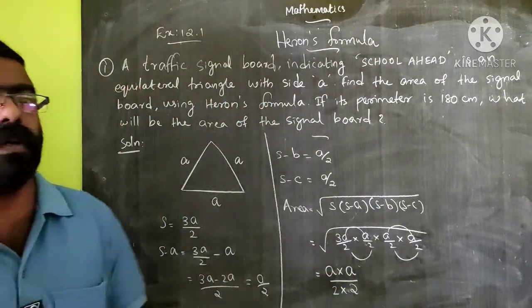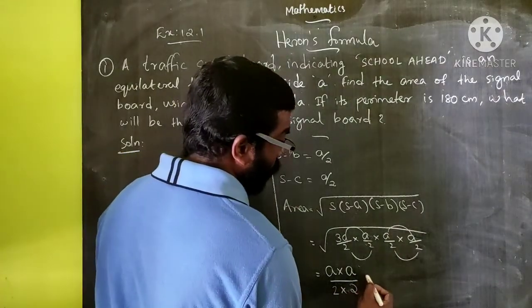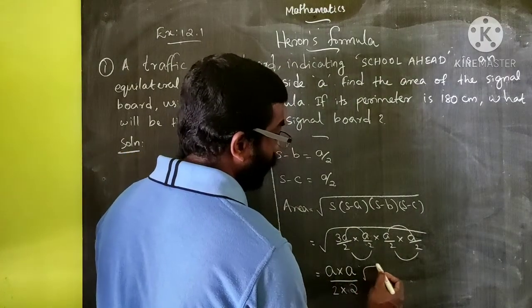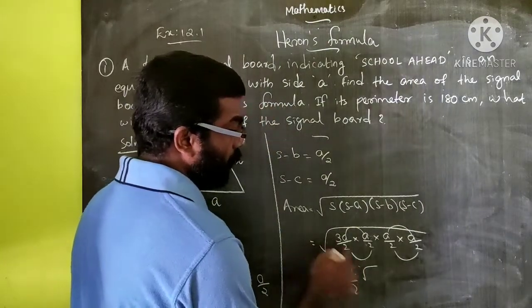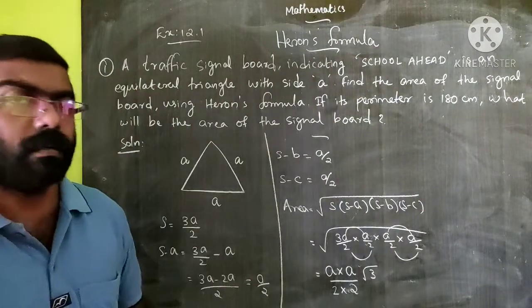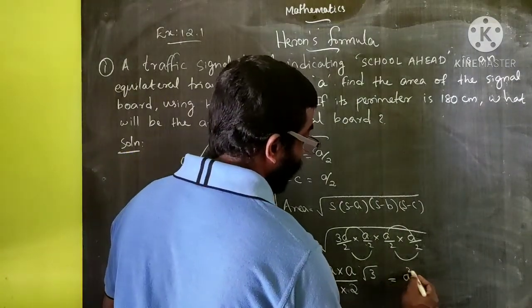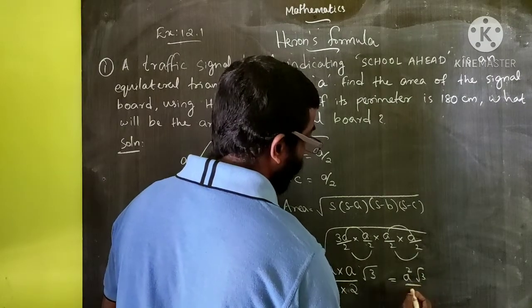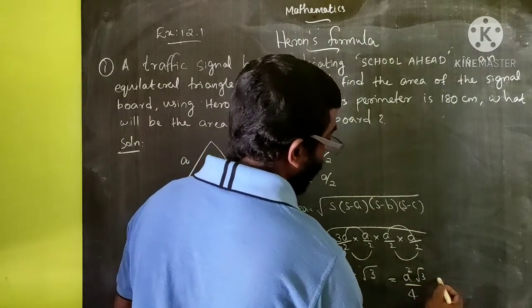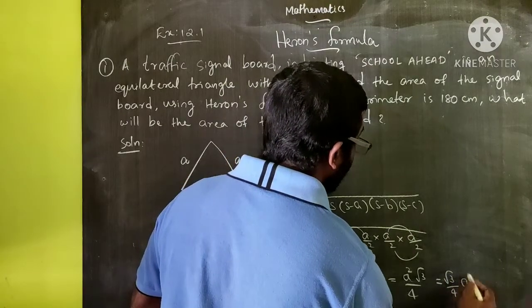Okay, 2 2s are 4, root of 4 is what? 2. Okay. So the remaining quantity inside the radical sign is only the number 3. All other terms we take it out. Clear? So what we can write is A root 3 divided by 4. Or we can write it in standard form as root 3 by 4 A square.